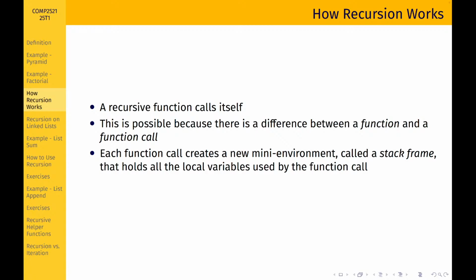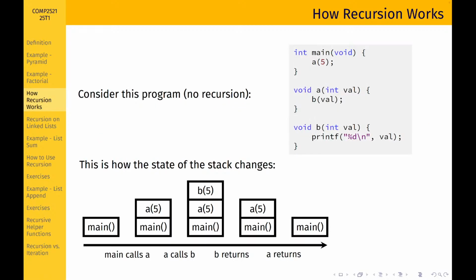If you've taken 1521, hands up if you've taken 1521, you'll have experience creating stack frames using MIPS. But every time a function is called in a program, for example, the main function calls factorial, there will be a new stack frame created for that function call. And that stack frame contains all the local variables used by that function call. So here is what would happen if we try to run this program.